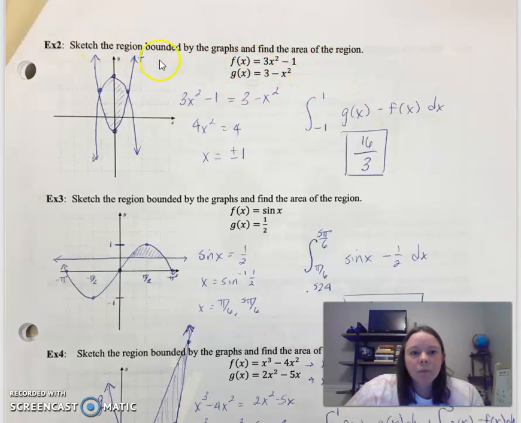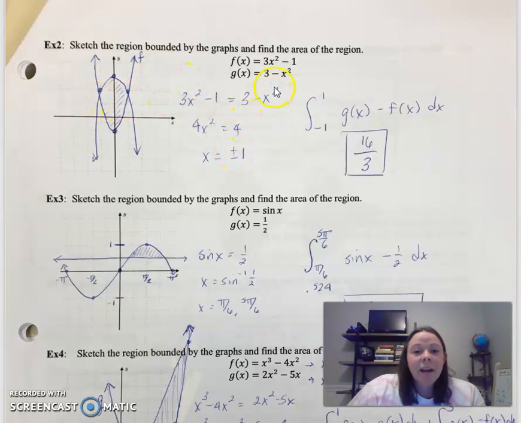These are our two functions. We want to find the region bounded by the graphs. So graph these. This is 3x squared minus 1, and this one's 3 minus x squared. Set them equal to each other to figure out where they intersect. This is actually one of those symmetric problems where you could put a 2 out in front and go from 0 to 1 if you want, because it looks symmetrical. That's totally up to you.